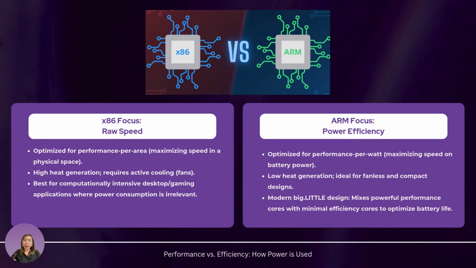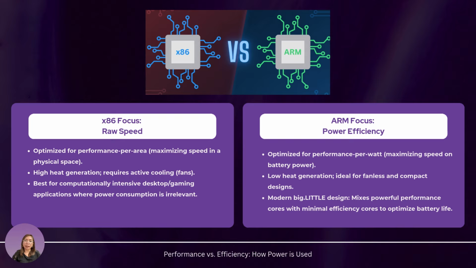So, the architectural choice dictates the real-world trade-off. x86 maximizes raw speed. It is built for throughput, pushing as much computation as possible. This makes it a great sprinter, but it comes at a high power cost, which is why your x86 laptop needs a big battery and usually a fan.